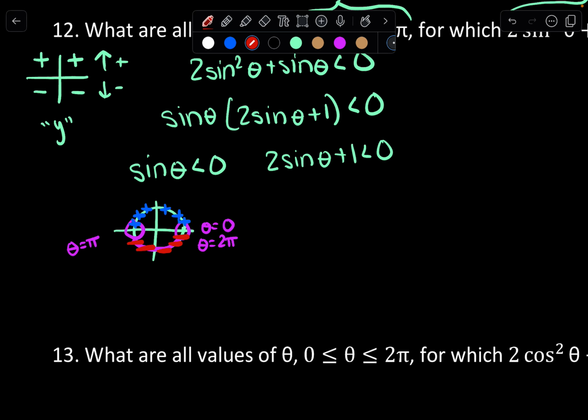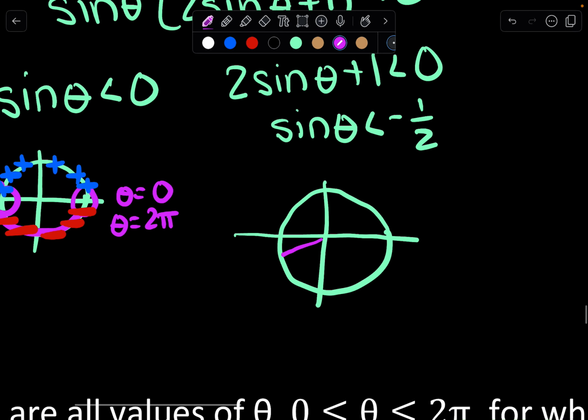Now, if we do 2 sine theta plus 1 is less than 0, we have some algebraic manipulation. We'll have sine theta is strictly less than negative 1/2. So if I draw my circle in the xy plane again, the two angles that we are working with are 7 pi over 6 and 11 pi over 6. So theta is equal to 7 pi over 6, and theta is equal to 11 pi over 6.